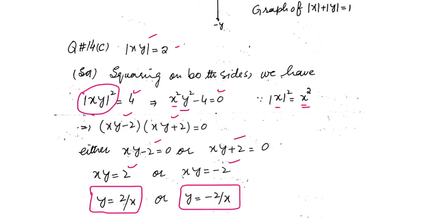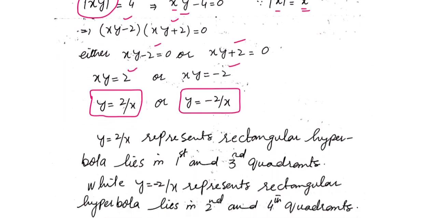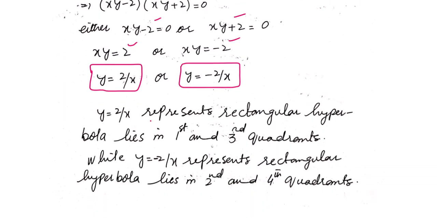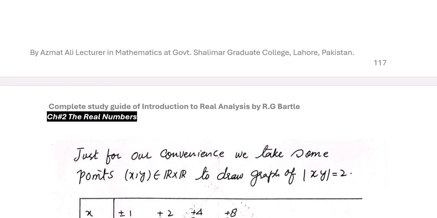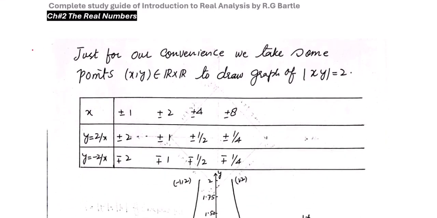These two curves represent actually a rectangular hyperbola. Y is equal to 2 over x represents a rectangular hyperbola that lies in the first and third quadrant, while y is equal to minus 2 over x represents a rectangular hyperbola that lies in the second and fourth quadrant. Just for our convenience, we take some points (x, y) from R cross R to draw the graph of xy absolute equal to 2.